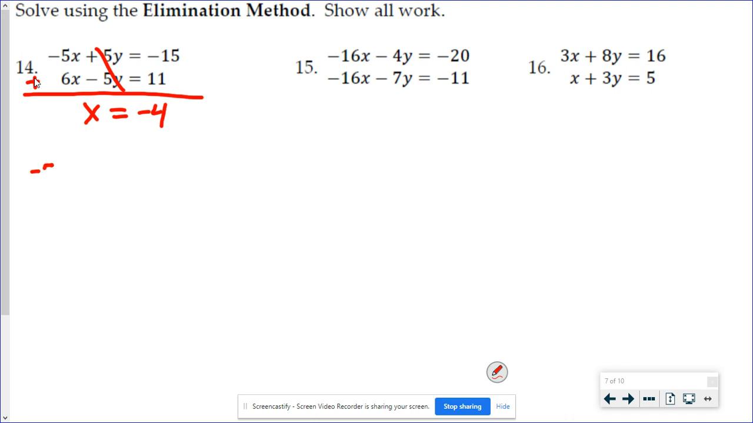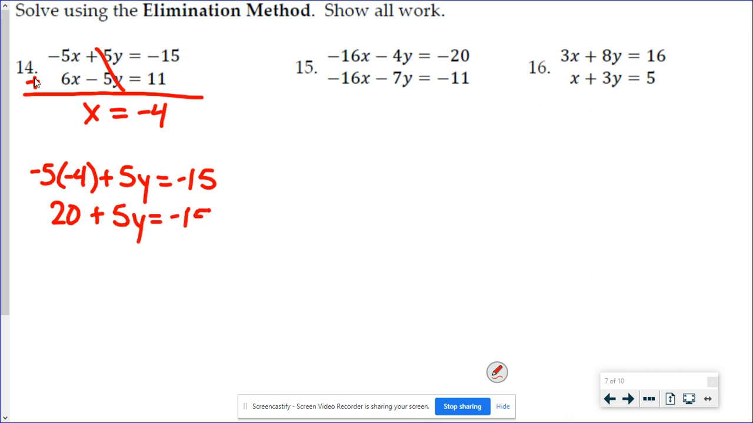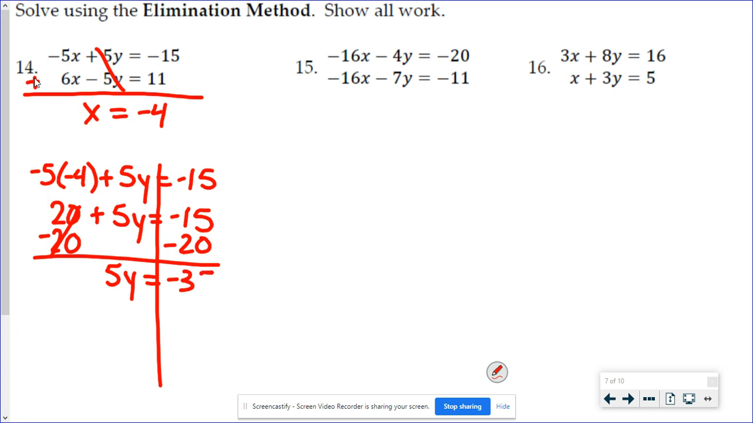So I'll have -5 times -4 plus 5y equals -15. That's going to be a 20. And then we'll get rid of the 20. So 5y equals -35. The y is -7. So my ordered pair will be -4, -7.